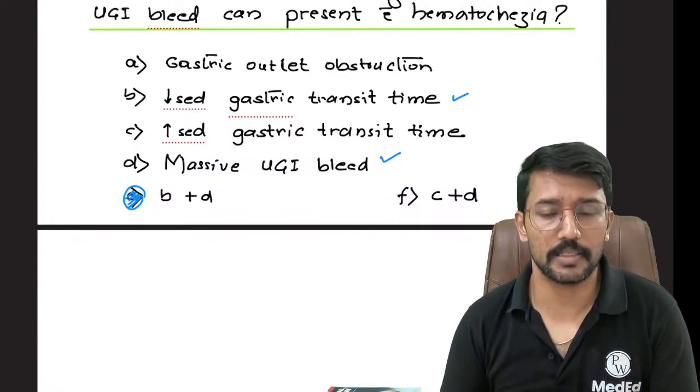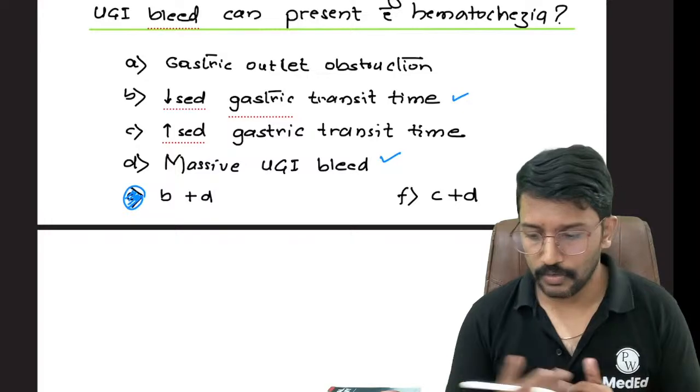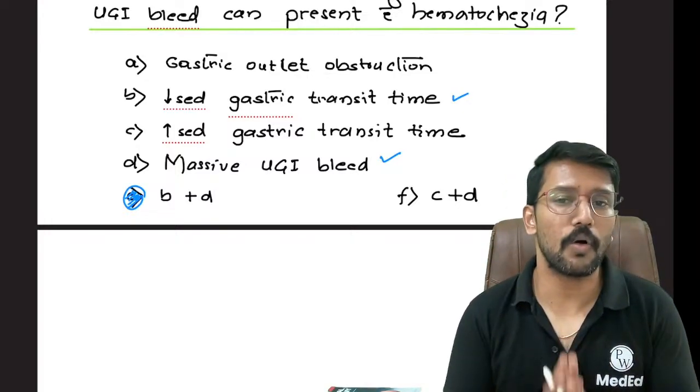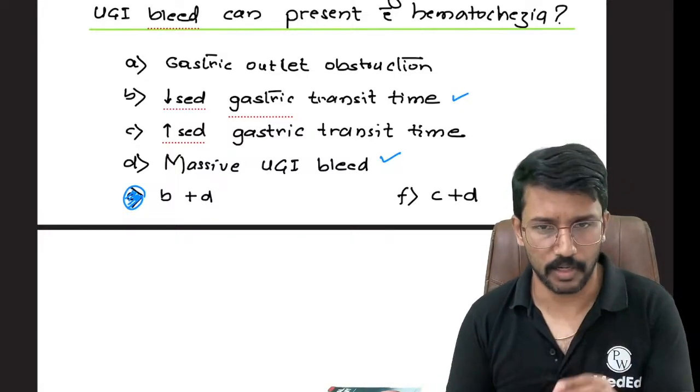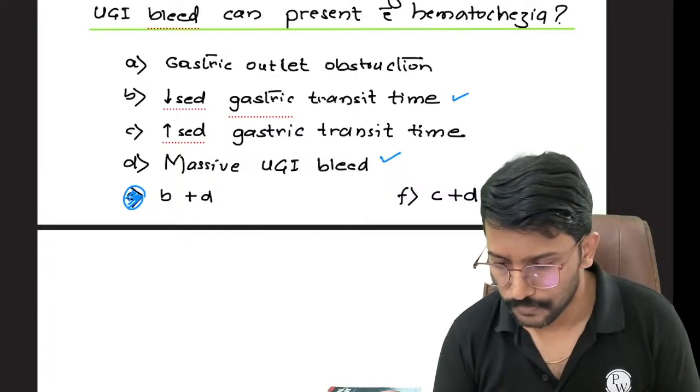Okay, so this kind of summarizes our approach to upper GI bleeding. But because someone had spoken about Rockall score, we will spend 1 minute talking about Rockall score and then we will wind up for today.